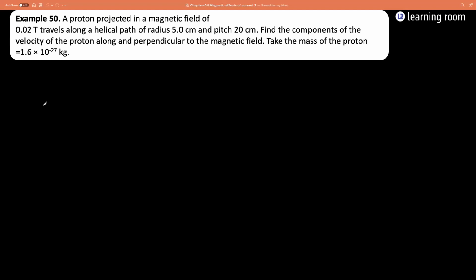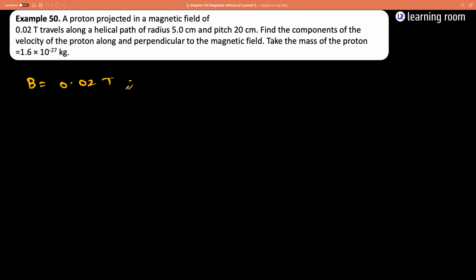Now do this. A proton is projected in a magnetic field of 0.02 Tesla. Could you repeat what you said for the previous question? Which point should I say?